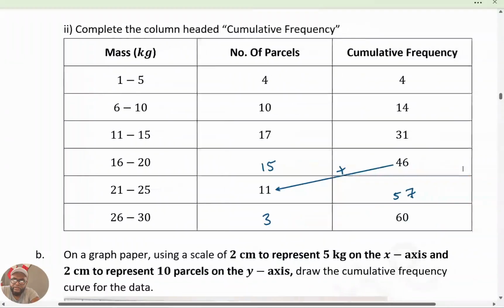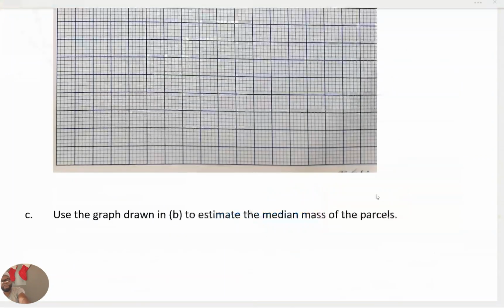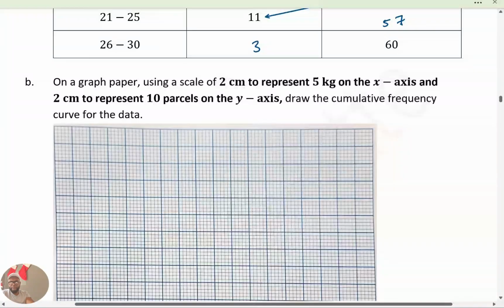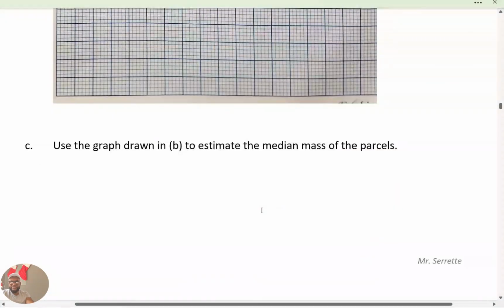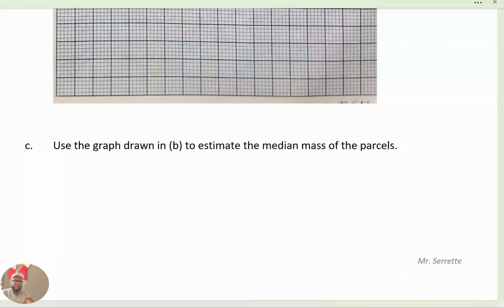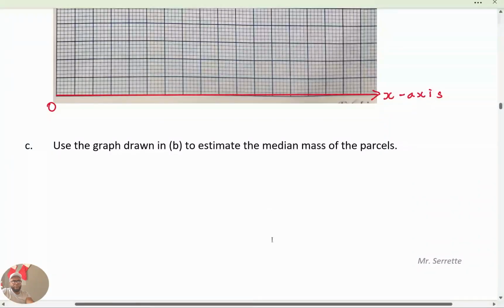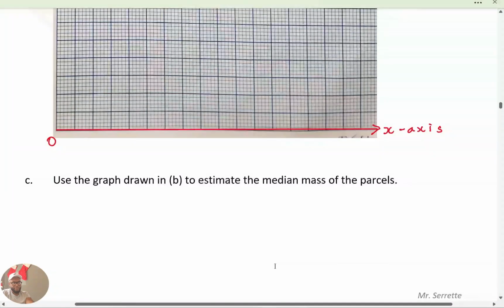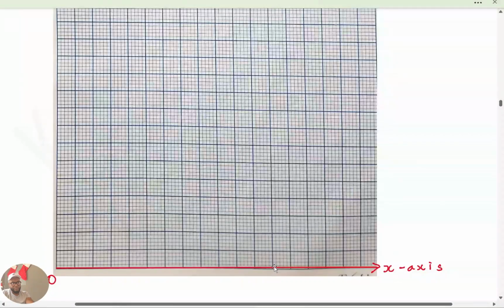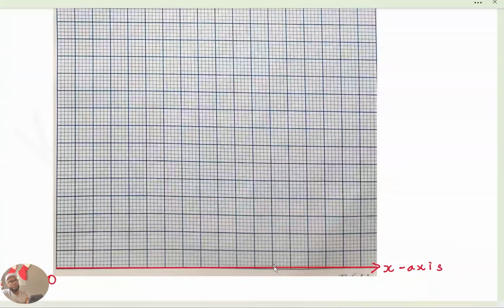Right, so you all write on the table first. That's the first thing I want you all to write down. Right, so x-axis: 2 centimeters represent 5 kilograms on the x-axis, right? So I go in here, I go and draw my x. Boom. Right, here would be 0.